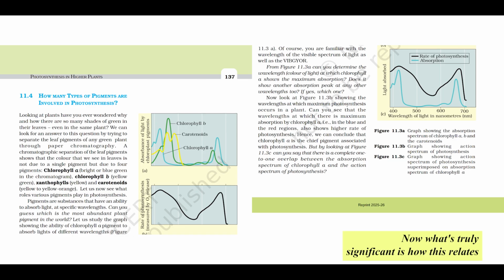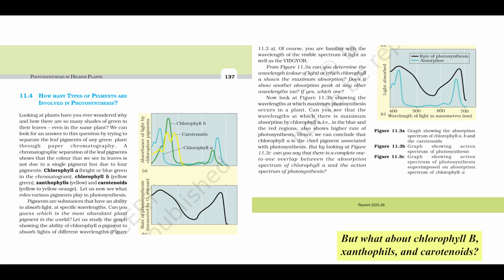Now, what's truly significant is how this relates to the action spectrum of photosynthesis. The action spectrum measures the actual rate of photosynthesis at different wavelengths. And guess what? The action spectrum also peaks predominantly in the blue and red regions, showing a strong correlation with chlorophyll A's absorption. This clearly indicates that chlorophyll A is indeed the primary pigment driving the process.